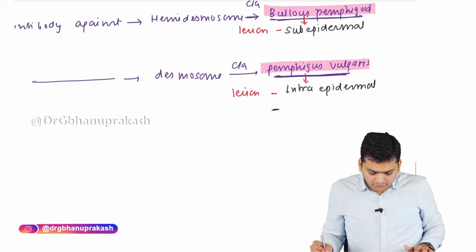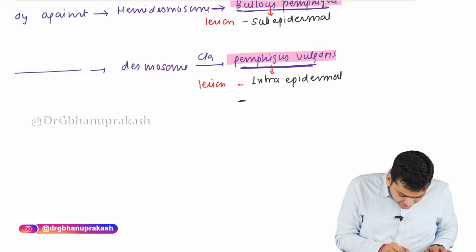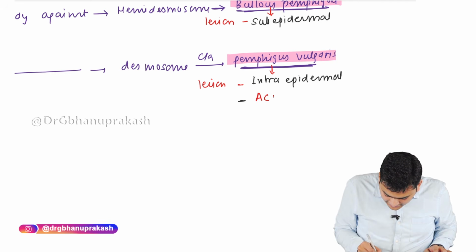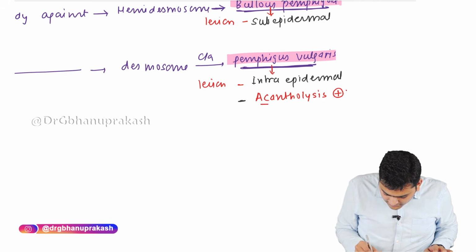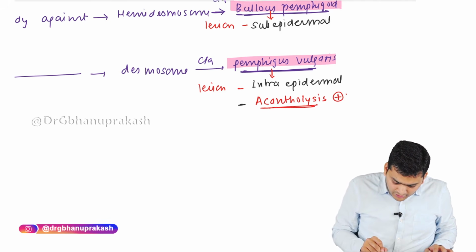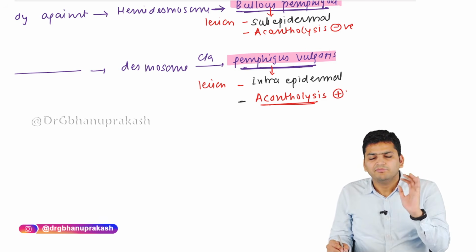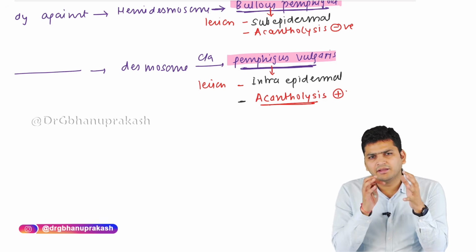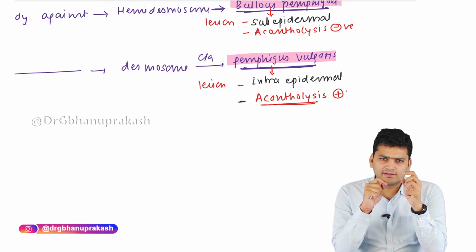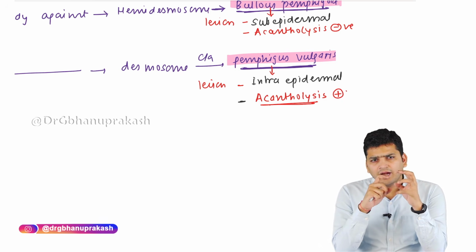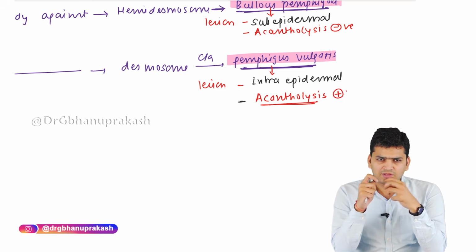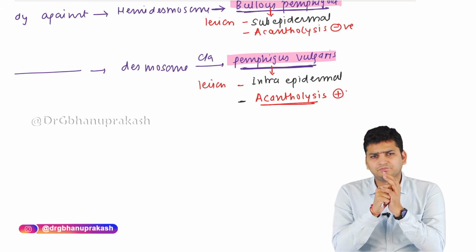In the pemphigus vulgaris, I want to add one more point, that acantholysis is seen in pemphigus, whereas in the bullous pemphigoid, there is no acantholysis. Acantholysis present, not present. See, what is acantholysis? Acantholysis means if the stratum spinosum cells loosen apart, that is called as acantholysis.